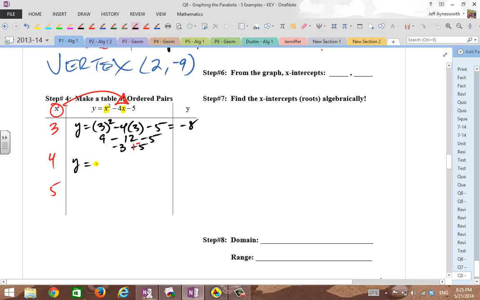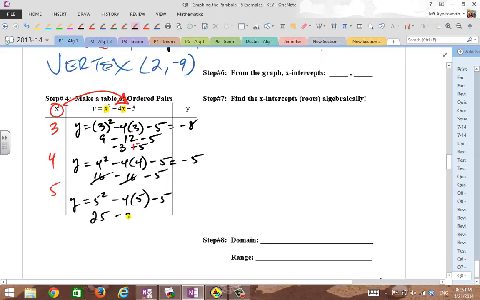On the second one, y equals 4 squared minus 4 times 4, minus 5. What is that? Well, it's 16 minus 5. These cancel because 16 minus 16 is equal to 0, and you get negative 5. Third one, 5 squared minus 4 times 5 minus 5. That's 25 minus 20 minus 5. That's 5 minus 5, and that's 0. Okay? So there we go right there.